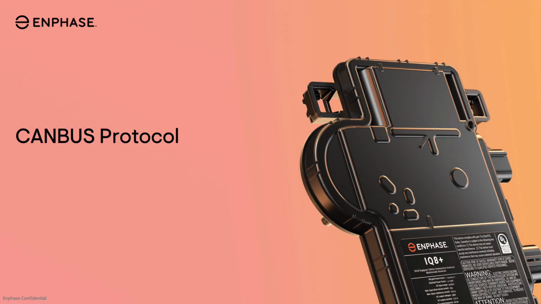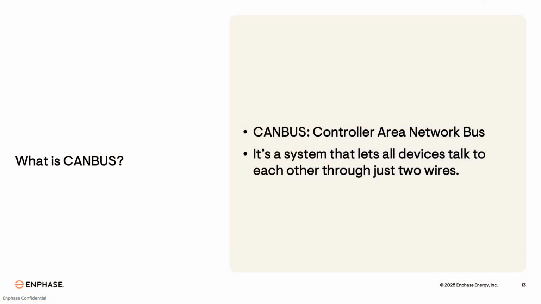The last communications protocol that I'm going to talk about is the CANBUS protocol. What is CANBUS? CANBUS stands for Controller Area Network Bus. It's a system that lets all the connected devices talk to each other through just 2 wires. Here's a simplified version of how it works. Using an analogy, of course.